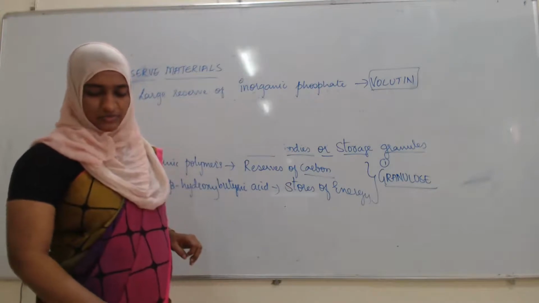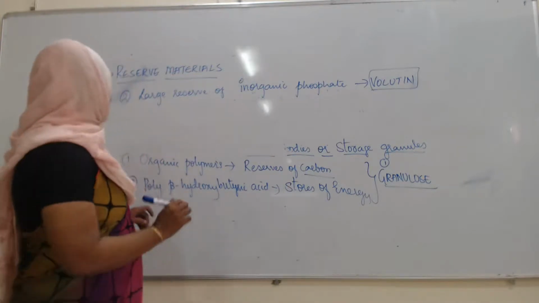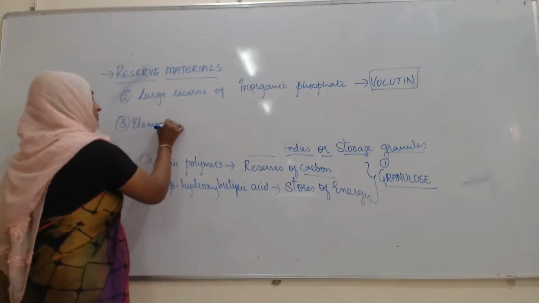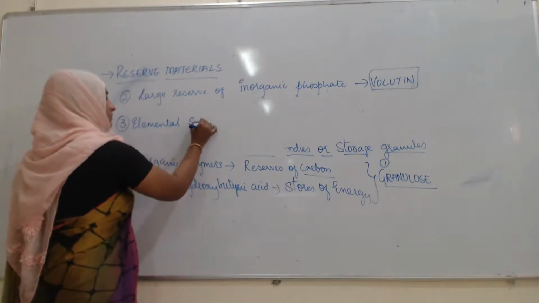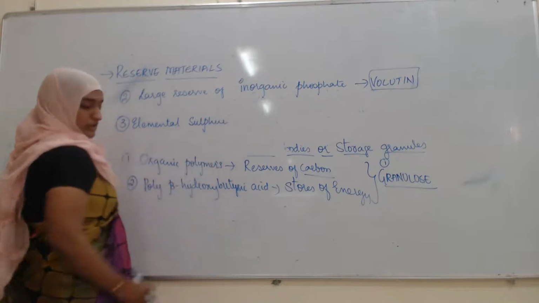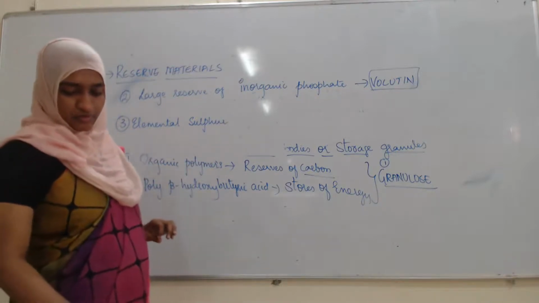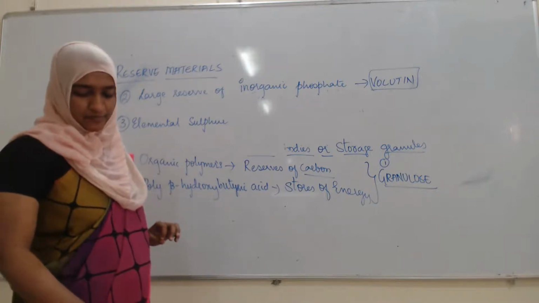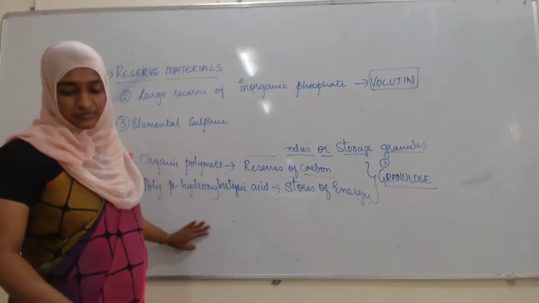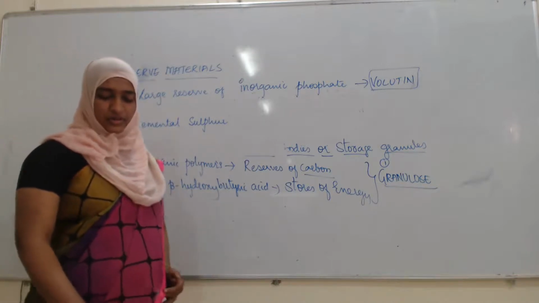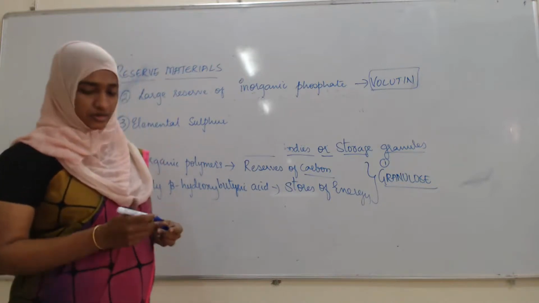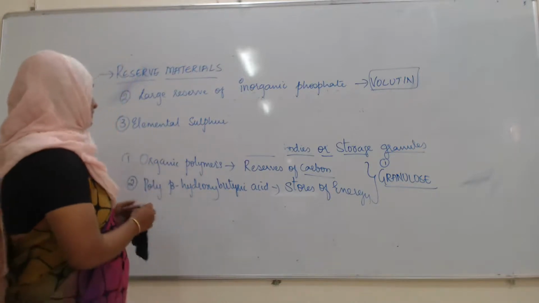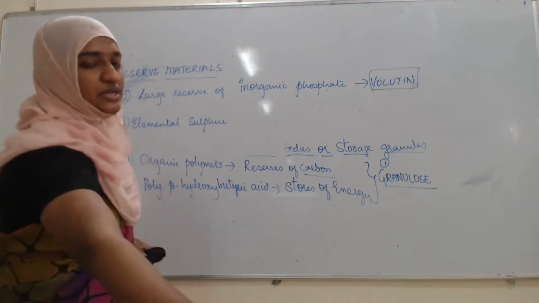The third type of reserve material is elemental sulfur, and here it is formed by oxidation from hydrogen sulfide. So this is about the reserve materials. Third, we will go for the nucleoid. What is the third structure? It is the nucleoid. So let's see about the nucleoid.